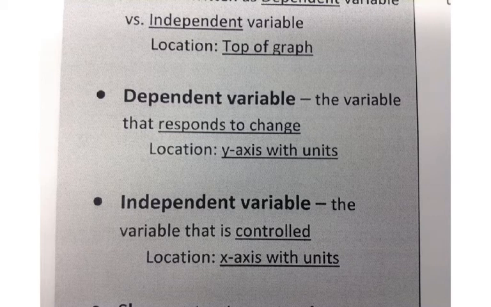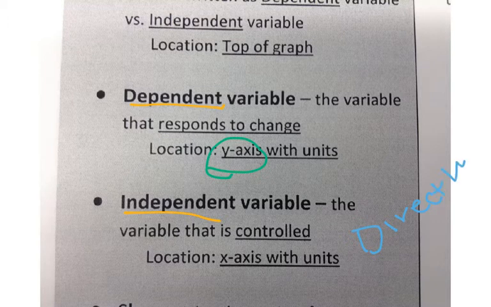The other things that you need to know is your dependent variable. And the dependent variable is always written on the y-axis. And to be dependent means that you are responding to a change. That is different from the independent variable. The independent variable is what you directly changed. Okay, the dependent variable changes because you changed your independent variable.